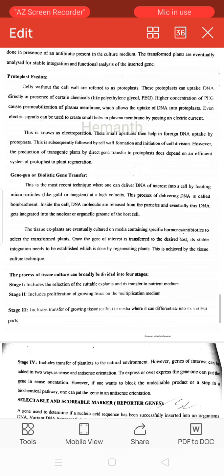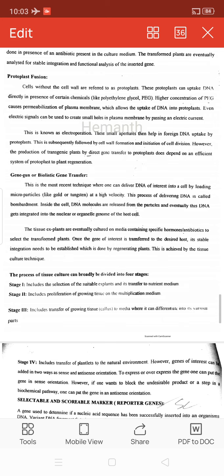However, genes of interest can be added in two ways, as sense and antisense orientation. To express or overexpress the gene, one can put the gene in sense orientation. However, if one wants to block an undesirable product or a step in a biochemical pathway, one can put the gene in an antisense orientation.